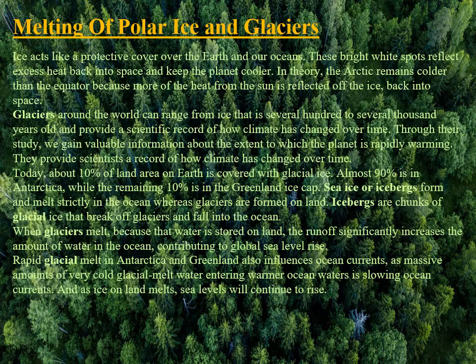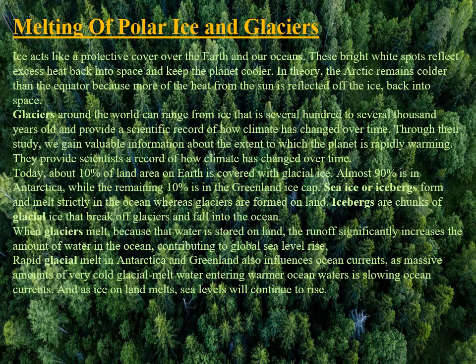Here, when we talk about all this, we know some of the impacts of global warming, such as melting of polar ice and glaciers. The ice acts like a protective cover over the earth and our ocean. These bright white spots reflect excess heat back into space and keep the planet cooler. In theory, the Arctic remains colder than the equator because more of the heat from the sun is reflected off the ice back into space.